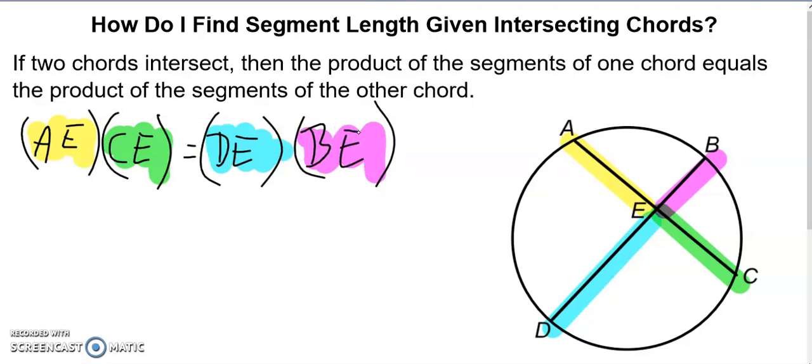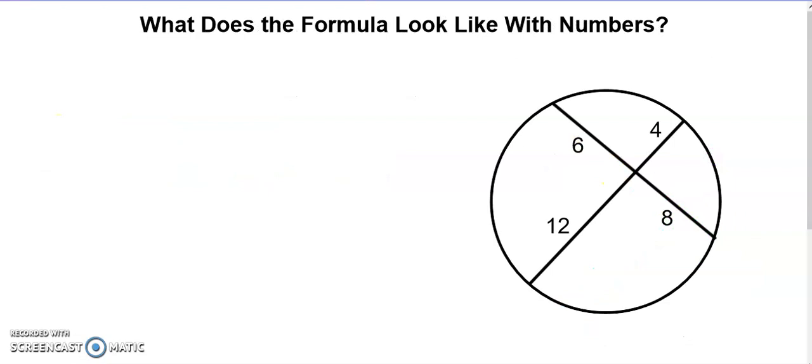Boom. So if I give you two chords that intersect inside a circle and we want to find lengths, that's what it's going to look like. So what is that going to look like with a formula? If I give you numbers, because I just showed you the formula, let's look at the numbers.